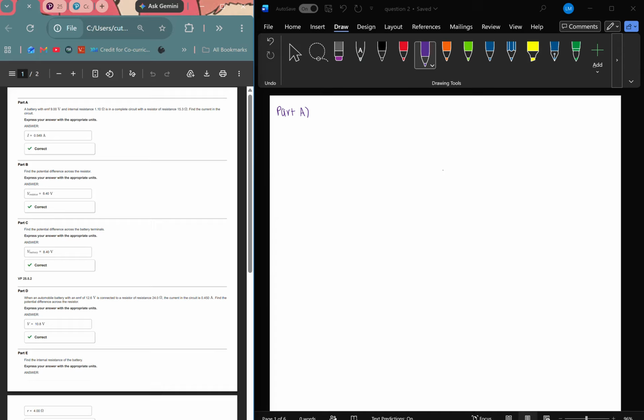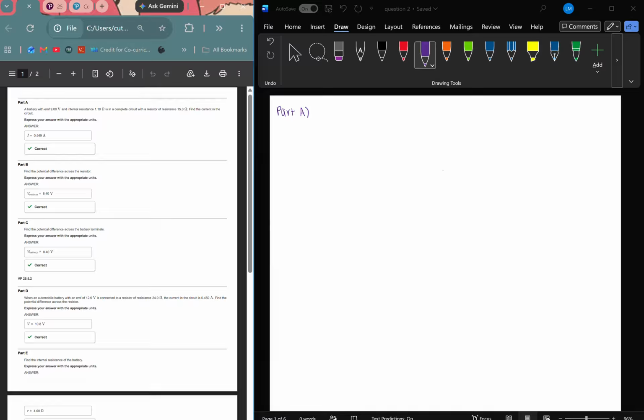For homework, I chose to do question number 2. So let's start with part A. I'll read the question. A battery with electromotive force 9.00 volts and an internal resistance of 1.10 ohms is in a complete circuit with a resistor of resistance 15.3 ohms. Find the current in the circuit.